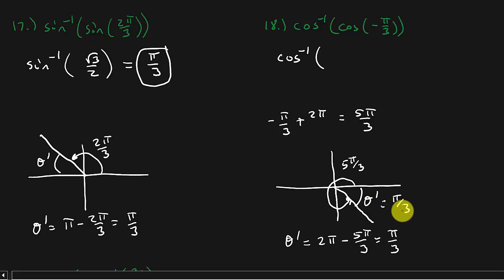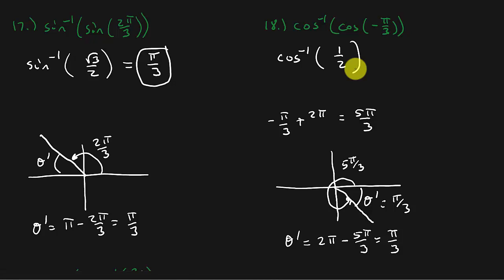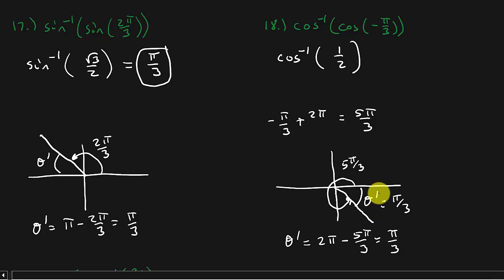So the cosine of pi over 3, or the cosine of 60, is what? 1/2, right? My reference angle is going to give me the value. And then I've got to see what quadrant I'm in to see if it's positive or negative. Well, I'm in the 4th quadrant. Cosine is positive in the 4th quadrant, so it's positive 1/2.